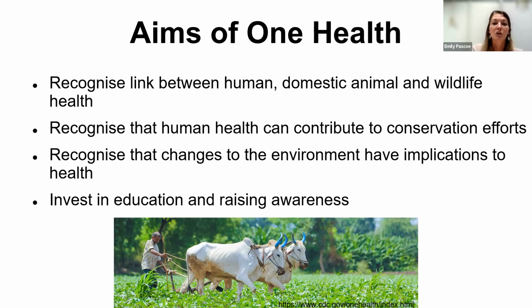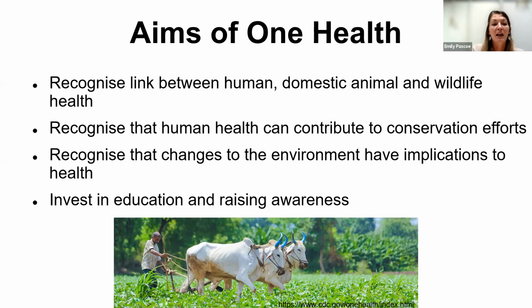We should recognize that human health can contribute to conservation. So the idea that by taking care of humans, we can also indirectly take care of other animal species, particularly those that are, for example, endangered. We need to recognize that changes to the environment have implications for health. So when we change the way that we use the land, or if we drain land, for example, for agriculture, that's going to have a knock-on effect on the health of us and also the animals around us, and those two things are also linked.